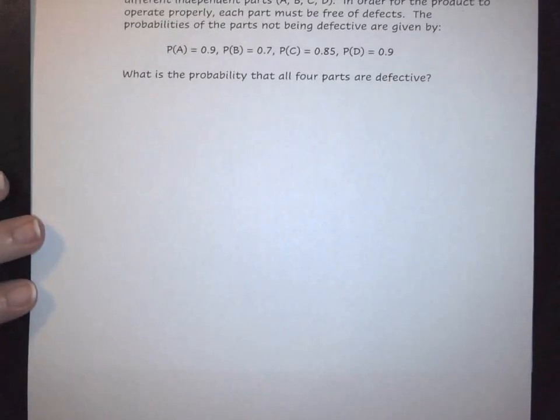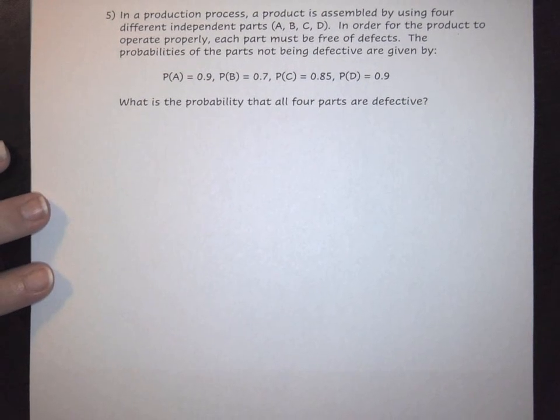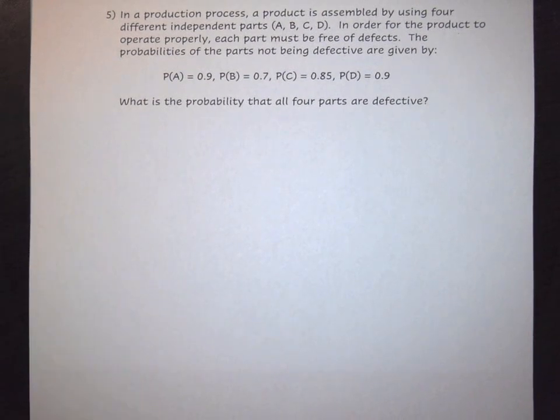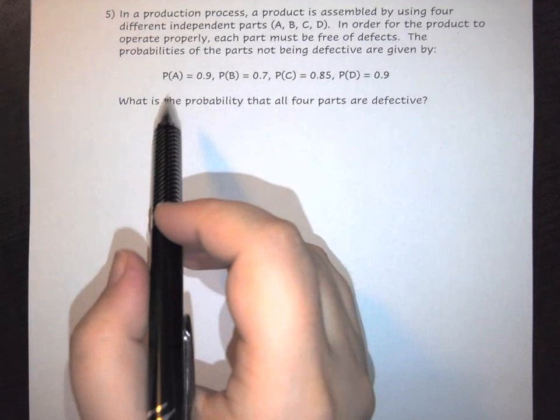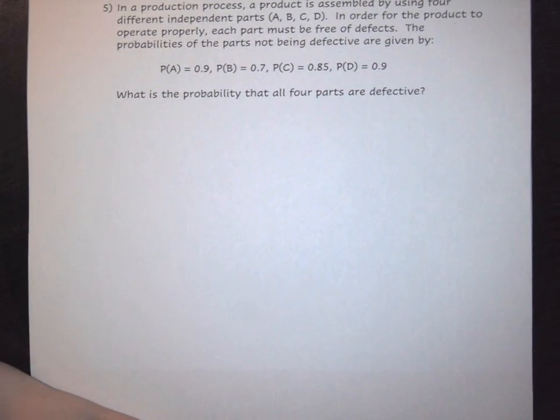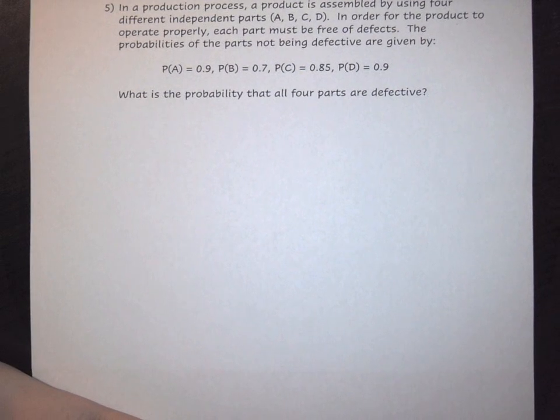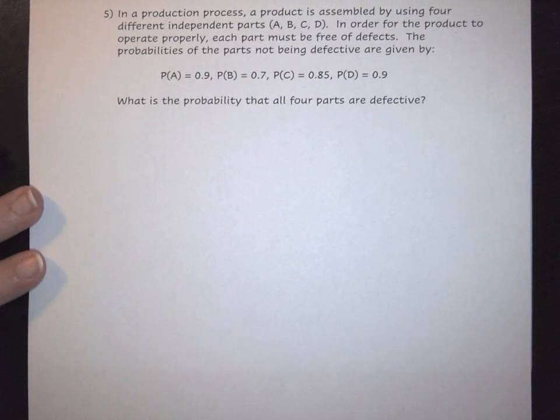Alright, let's try one more. In a production process, a product is assembled by using 4 different independent parts, A, B, C, and D. In order for the product to operate properly, each part must be free of defects. The probabilities of the parts not being defective are given below, and we have them listed. What is the probability that all 4 parts are defective?